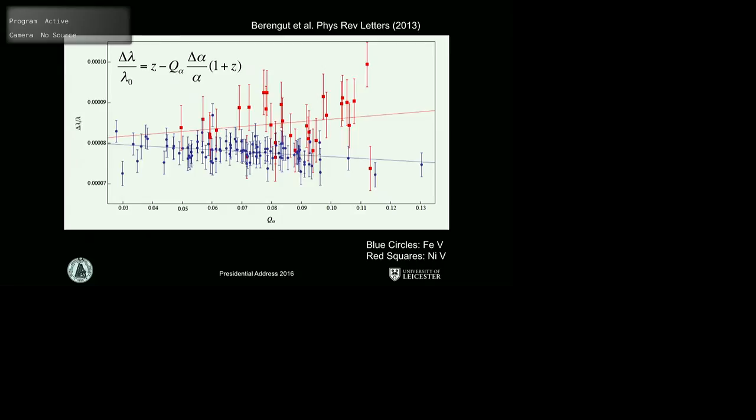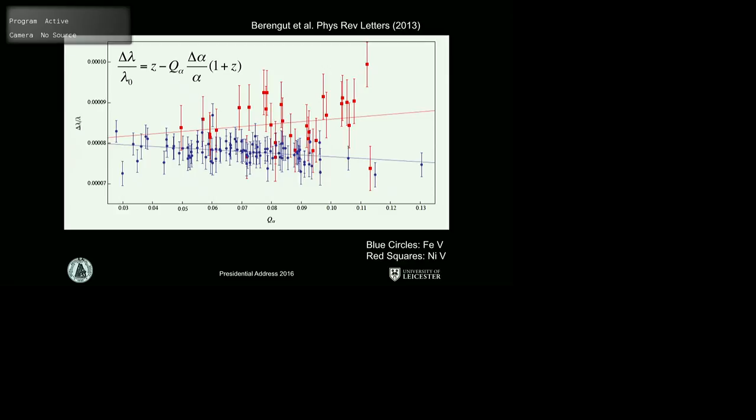and this is what we got. So what we're plotting here is something called the sensitivity parameter. You could equally plot wavelength, and delta lambda over lambda is the difference between the predicted wavelength of the transition and the measured wavelength of the transition.